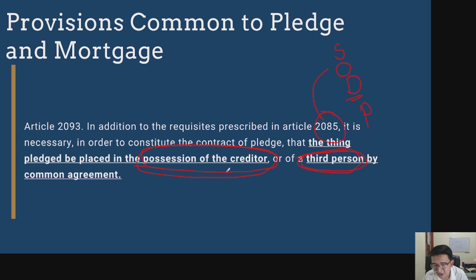Kapag sa pledge, yung gamit, di ba kapag pledge, personal property lang yan, hindi real property. Ano yung personal property? Cellphone, laptop, sasakyan, lahat ng pwede mong i-move is personal property. Except lupa, bahay, ganyan, which is hindi mo siya ma-move. Okay? Ito is personal property. Dapat daw itong personal property is nasa possession ng creditor.